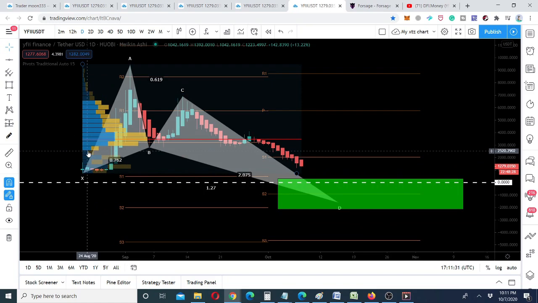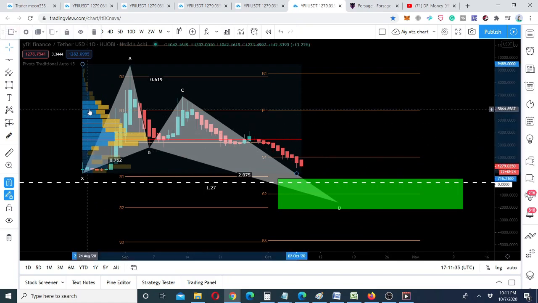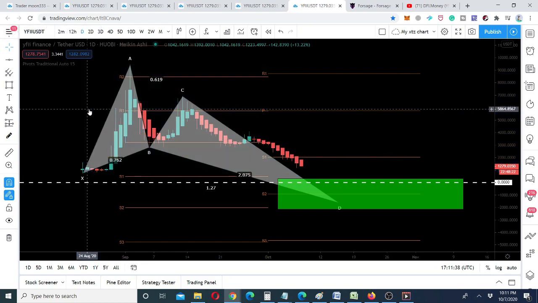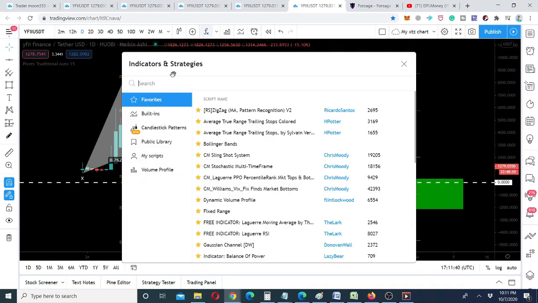Now I would like to show you another powerful indicator that is giving us hope. I'm just going to place this volume profile before you guys again.